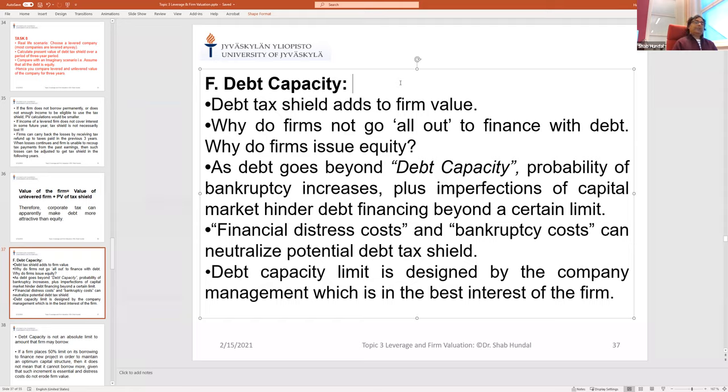The financial distress costs mean that if you borrow more, of course you can have debt tax shield. But when you are borrowing beyond a point, then you are exposing your cash flows to the repayment pressure. Remember, when you borrow, it's not like equity. When you borrow, you have to pay.